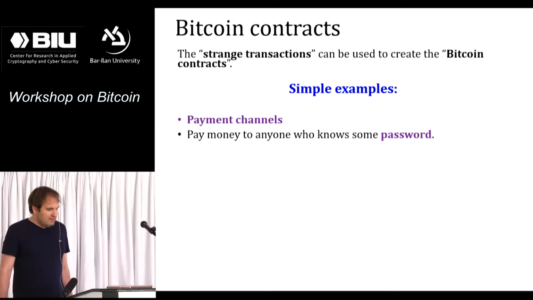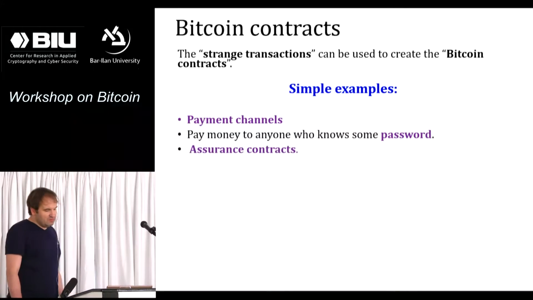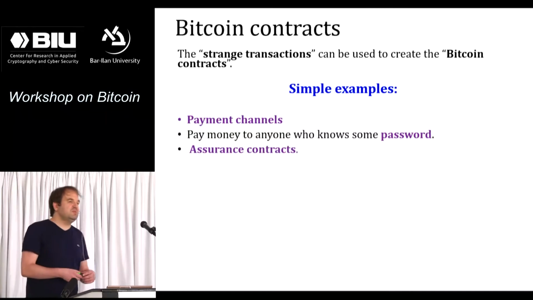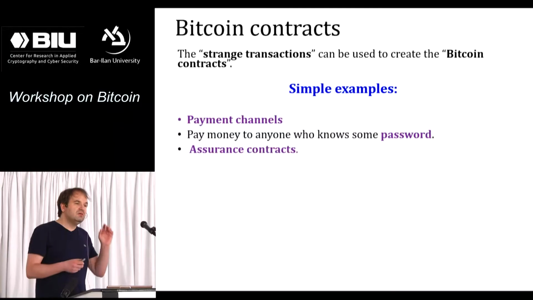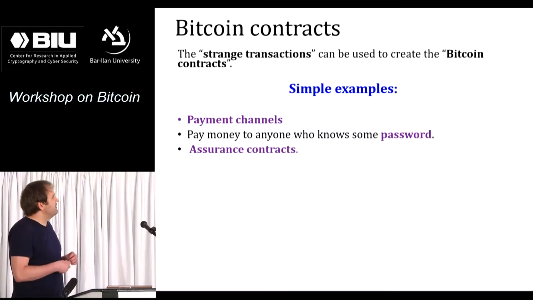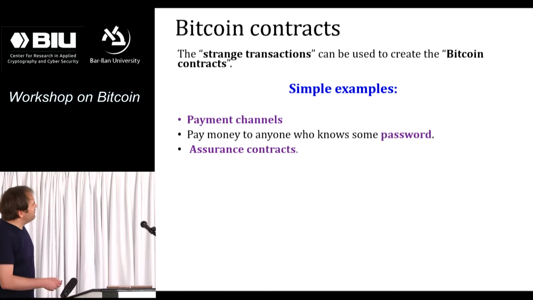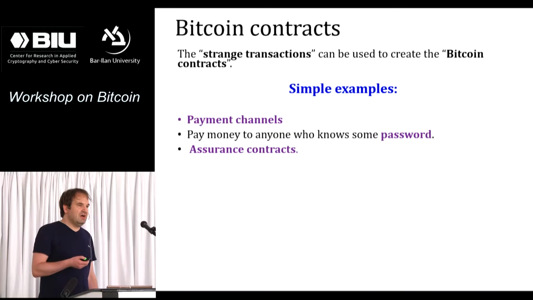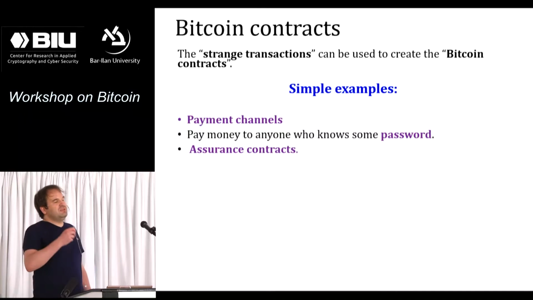It's called Lightning. Then you can pay money to anyone who knows some password. Then you can have assurance contracts. That's basically what we discussed before, where we pay if and only if everybody pays. Yes. I don't really get the part about anybody that knows the password. Maybe you can pay either to someone provided that he knows the password, right? Or you can pay to anybody who knows the password.